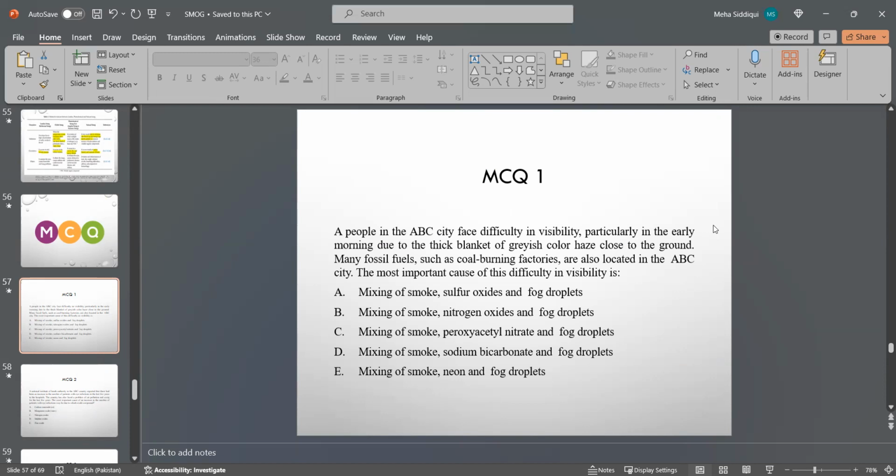A is the right option. Mixing of smoke, sulfur oxide, and fog droplets.